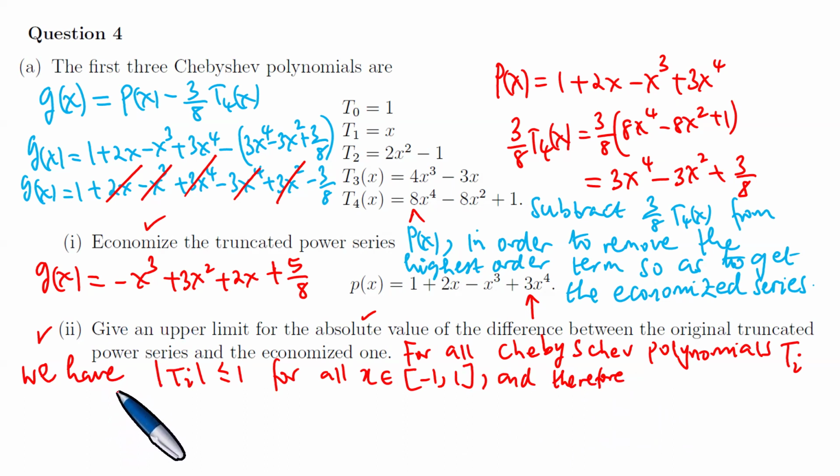Once again, here comes the question, and it says, give an upper limit for the absolute value of the difference between the original truncated power series and the economized one. Which means that the original is P of x.